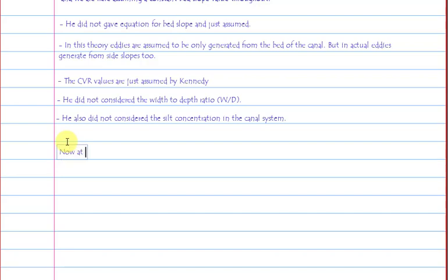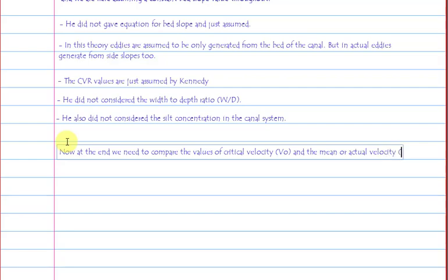Now at the end we need to compare the values of critical velocity, which we represented with V naught, and the mean or actual velocity, which we represent with V. So after comparison, we will get two things.